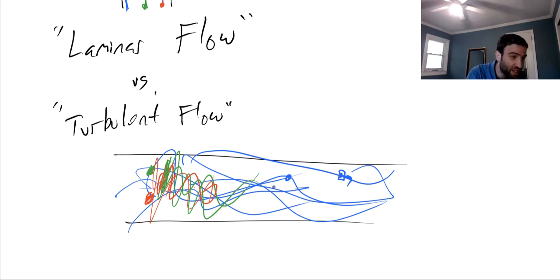So all of these little parcels of water are just going in their own directions, moving with too much momentum for these viscous forces to line everything up, right? And it's important that flows can transition back and forth between laminar and turbulent regimes.